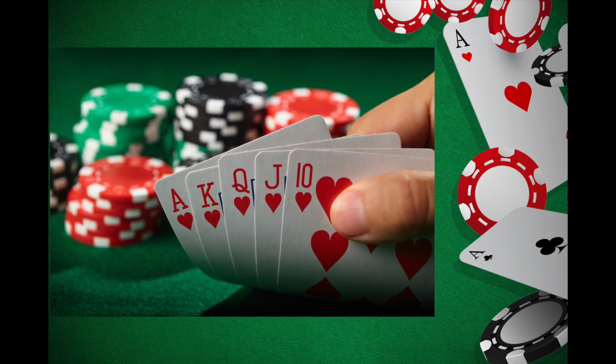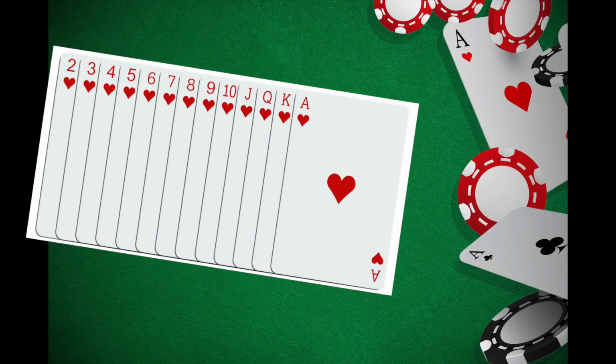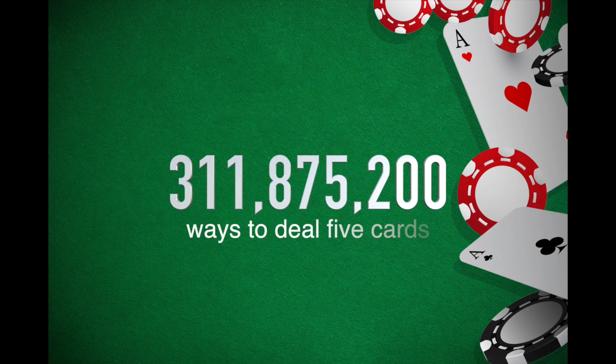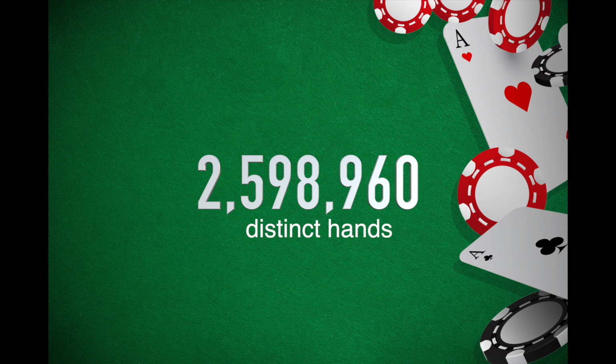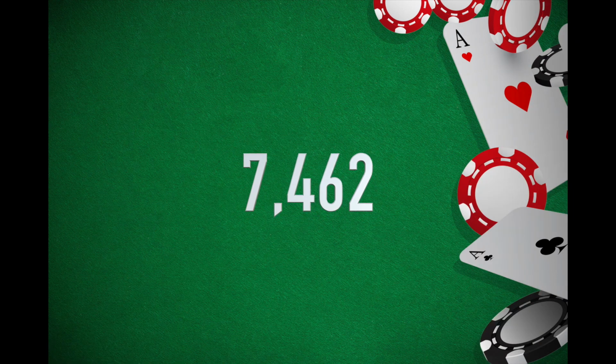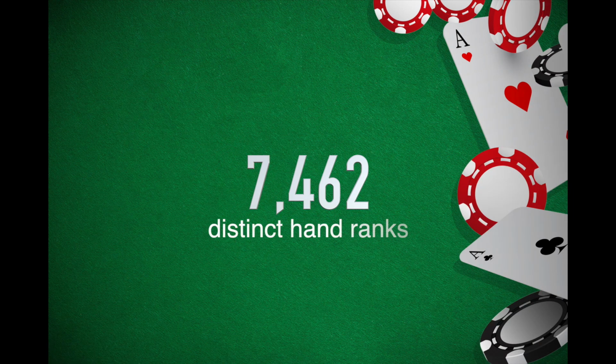Individual cards are ranked from highest to lowest: ace, king, queen, jack, 10, 9, 8, 7, 6, 5, 4, 3, and 2. There are 311,875,200 ways to deal 5 cards from the deck, but only 2,598,960 distinct hands. Since hands differing only by suit are of equal rank, there are only 7,462 distinct hand ranks.